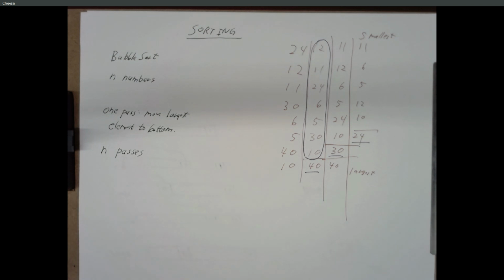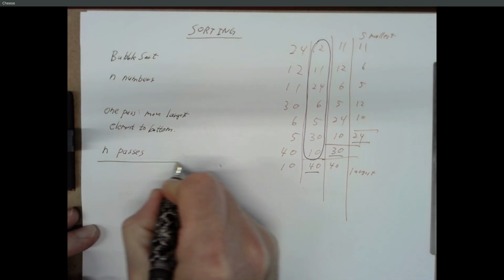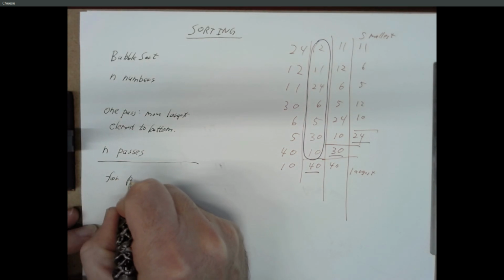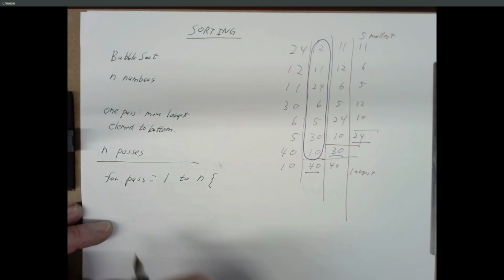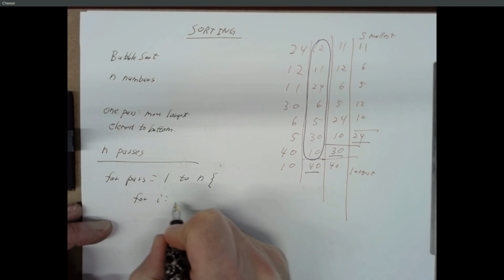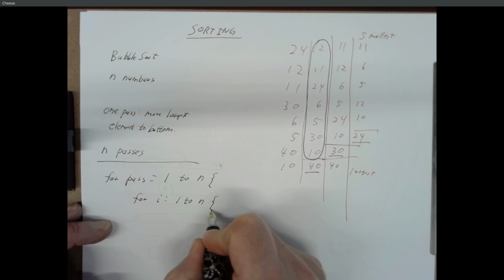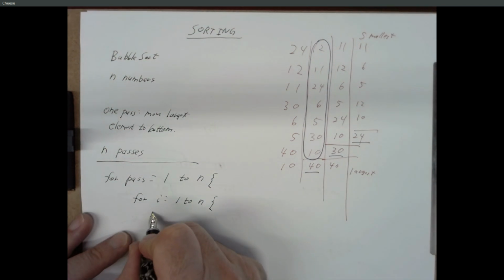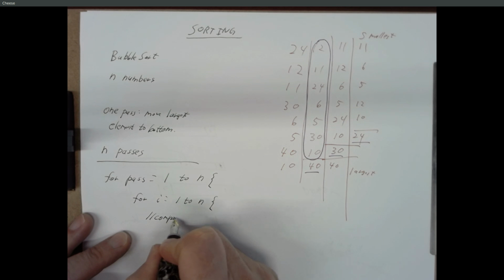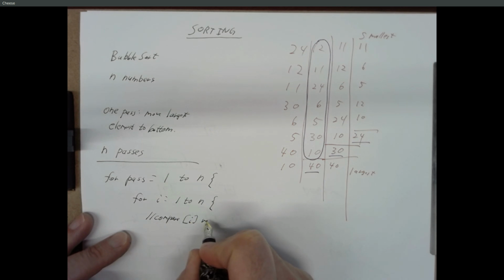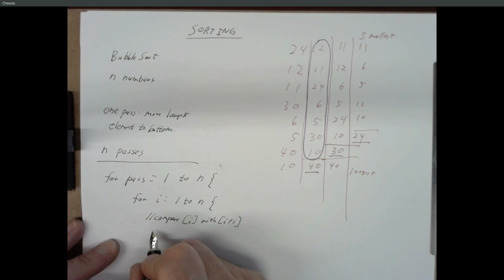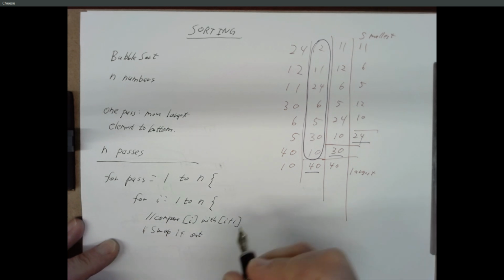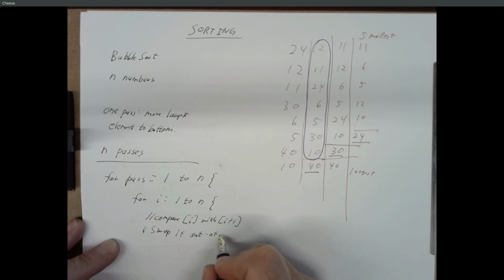So if you code this, it usually looks something like this. So for pass equals 1 to n, for i equals 1 to n, compare element i to i plus 1 and swap if out of order. This is pseudocode. Don't worry that I'm starting from 1 instead of 0.